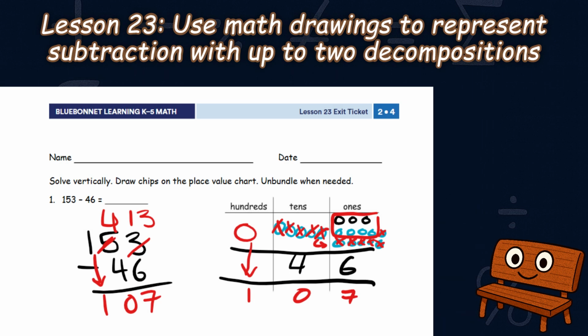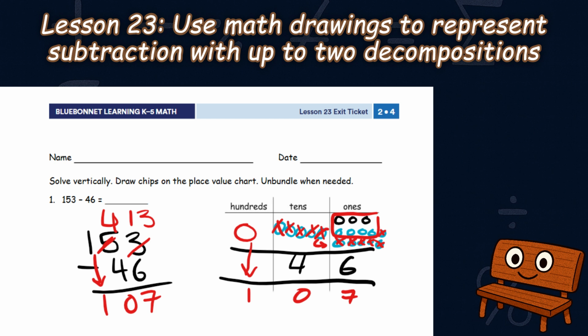For lesson 23, we're going to be using math drawings to represent subtraction with up to 2 decompositions. So if we look at our instructions here, it says for us to solve vertically, draw chips on the place value chart, and unbundle when needed. That is only if we have to, and in this scenario, we do. For number 1, 153 minus 46. It wants you to solve vertically, so solve it vertically.